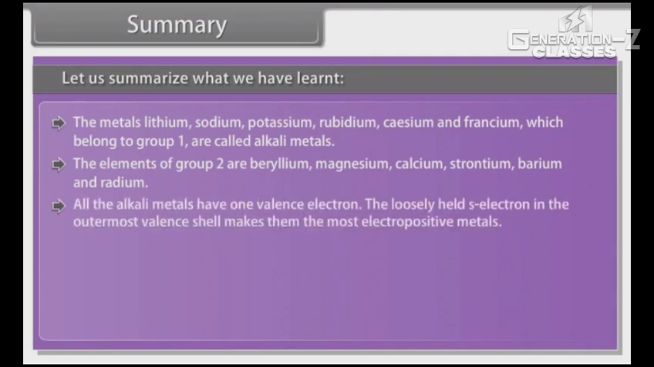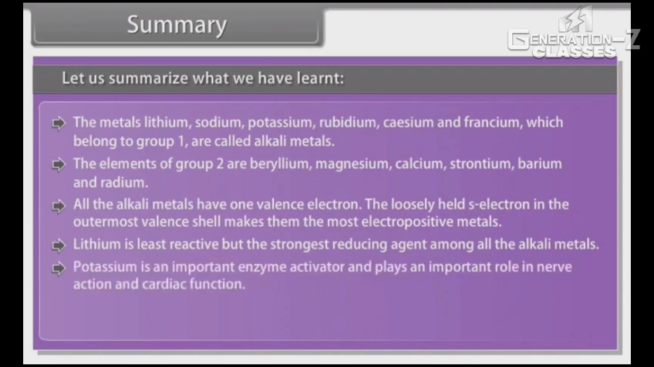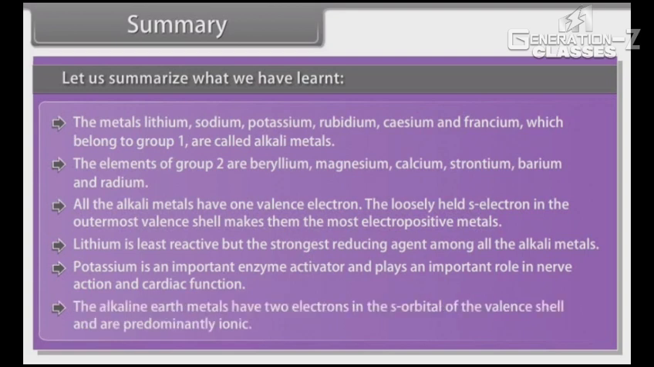All the alkali metals have one valence electron. The loosely held s electron in the outermost valence shell makes them the most electropositive metals. Lithium is least reactive but the strongest reducing agent among all the alkali metals. Potassium is an important enzyme activator and plays an important role in nerve action and cardiac function. The alkaline earth metals have 2 electrons in the s orbital of the valence shell and are predominantly ionic.